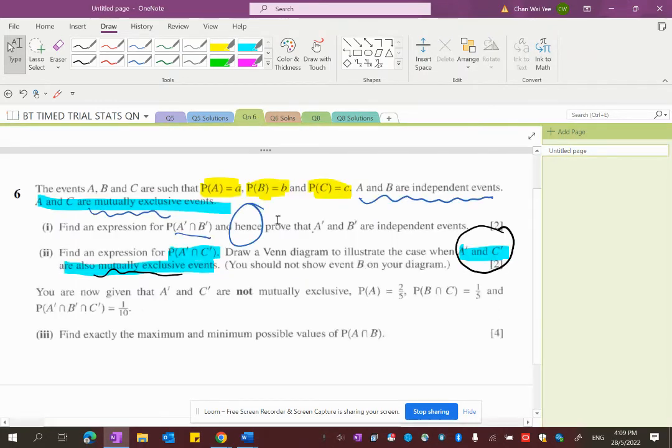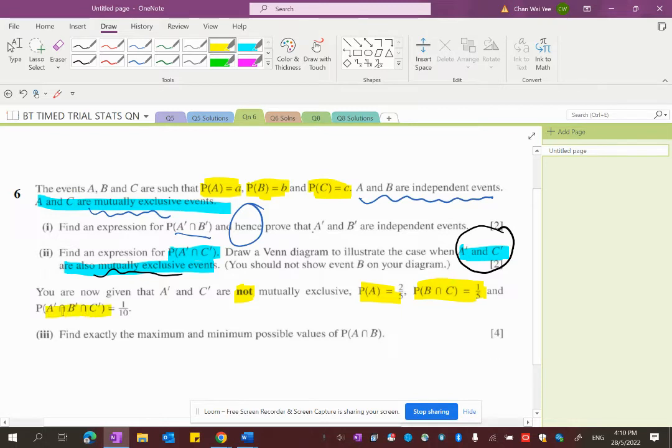Now let's move on to the more difficult part. You are now given that A complement and C complement are no longer mutually exclusive. And we know further information. Instead of P(A) equal to small a, we are given numerical values. We have P(A) equal to 2/5. We are also given P(B intersect C) equals 1/5. And P(A complement intersect B complement intersect C complement) is 1/10.